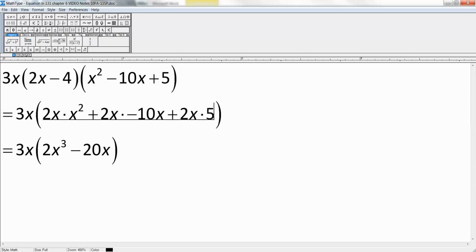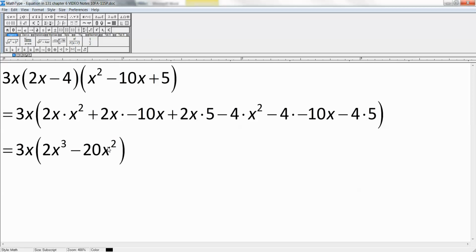Then you have minus 4 times x squared, minus 4 times negative 10x, minus 4 times 5. You can see it just gets so annoying because it's 2x times each of these three things, then minus 4 times each of these three things. And it's easier just to do it in your head. 2x times x squared makes 2x cubed. 2x times negative 10x makes negative 20x squared because there's two x's there.